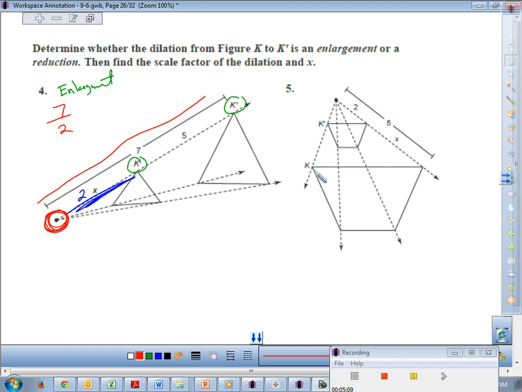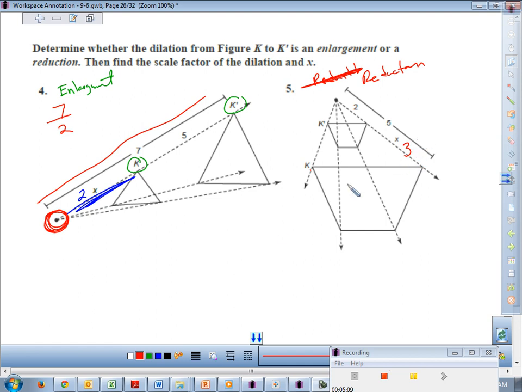And on number 5, here's K, here's K prime. That's a reduction because it got smaller. Reduction. And we can figure out x real easy. If this whole thing's 5 and that's 2, that's got to be 3.